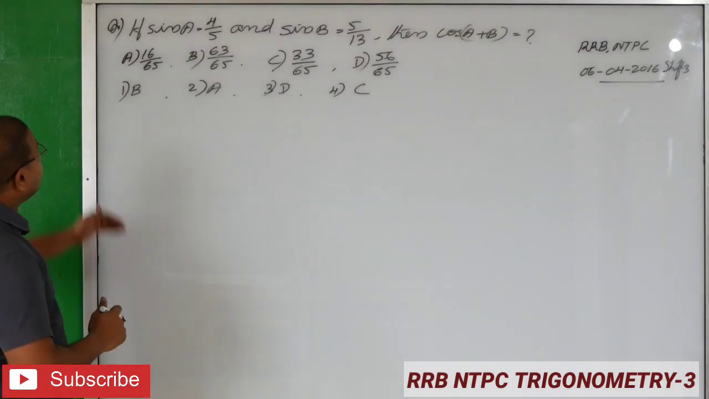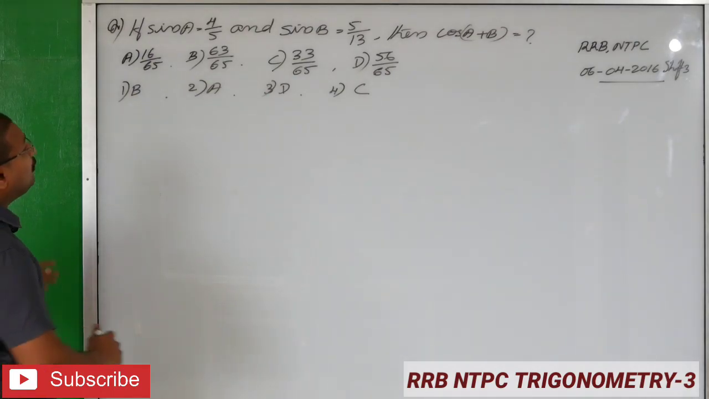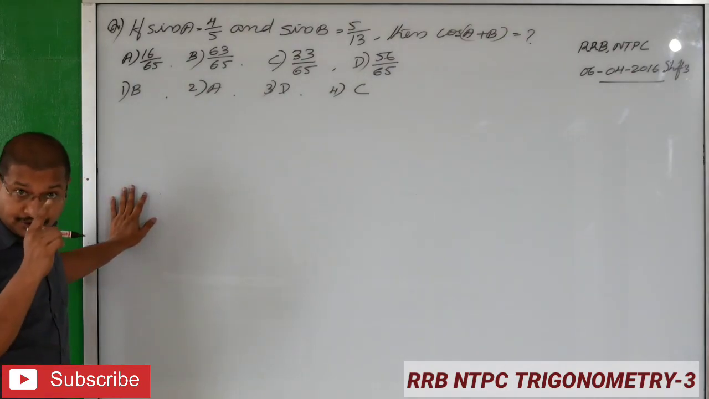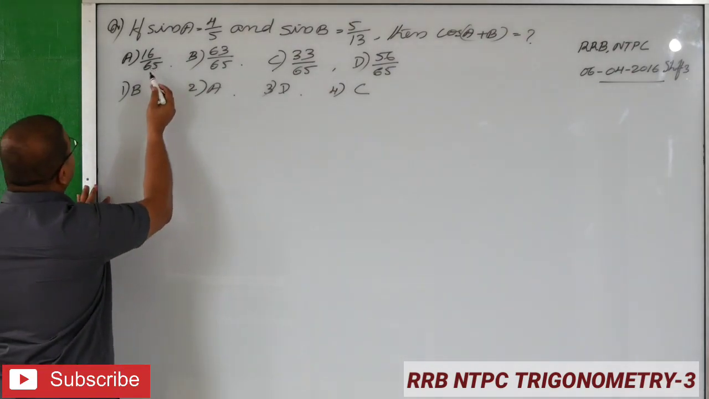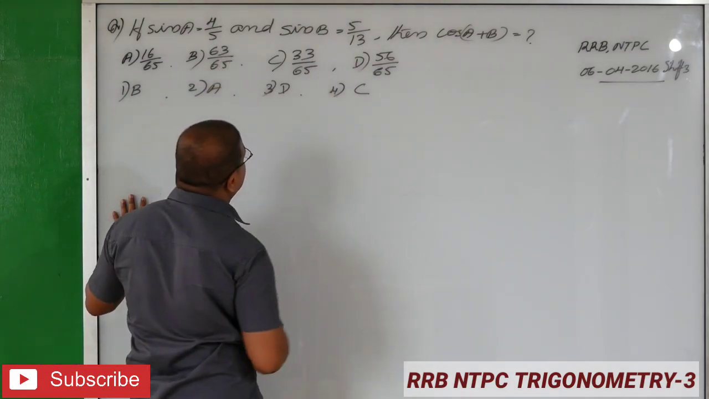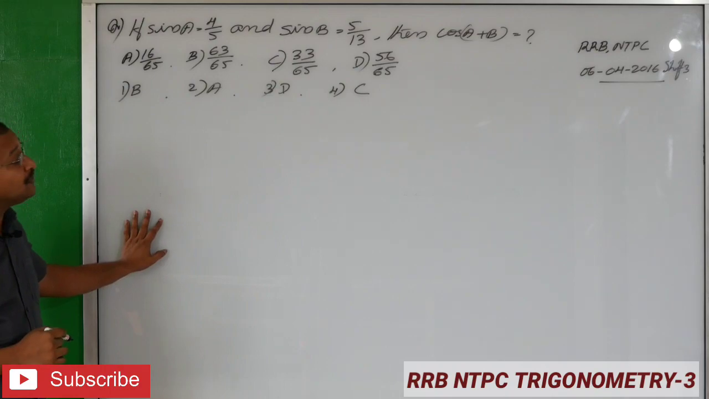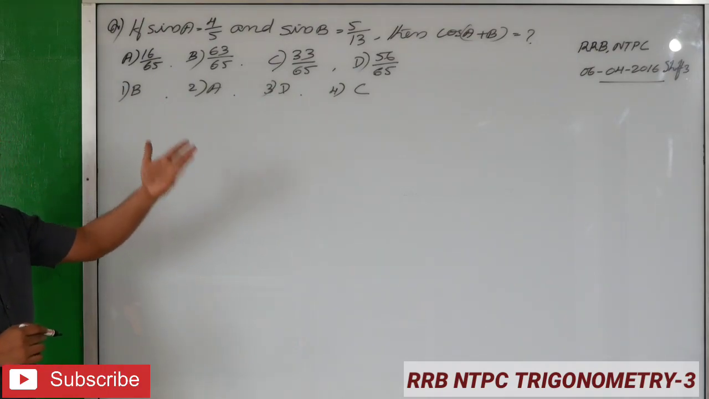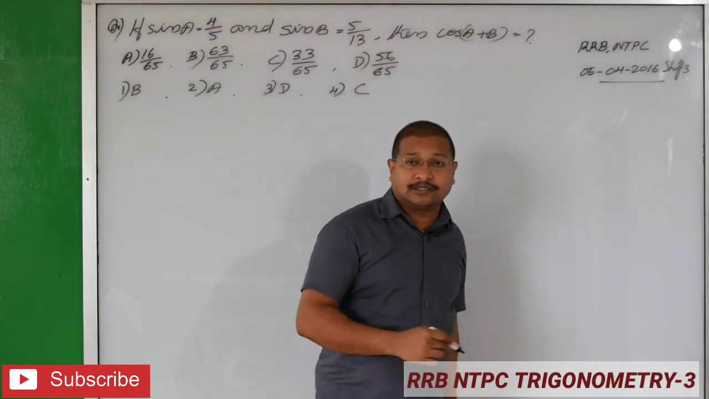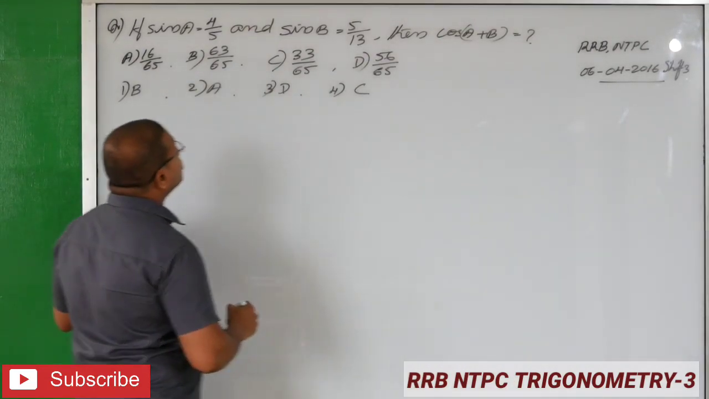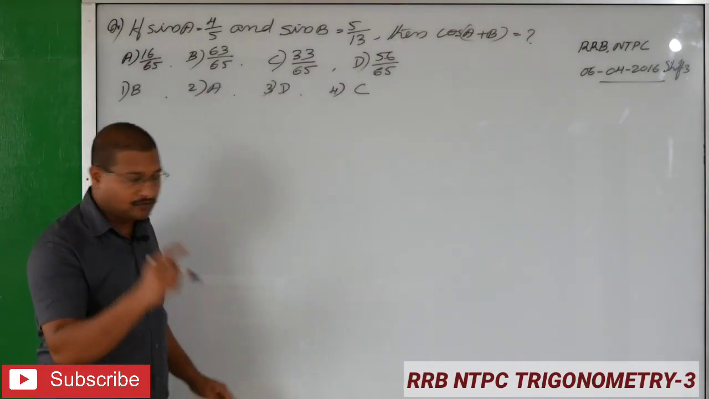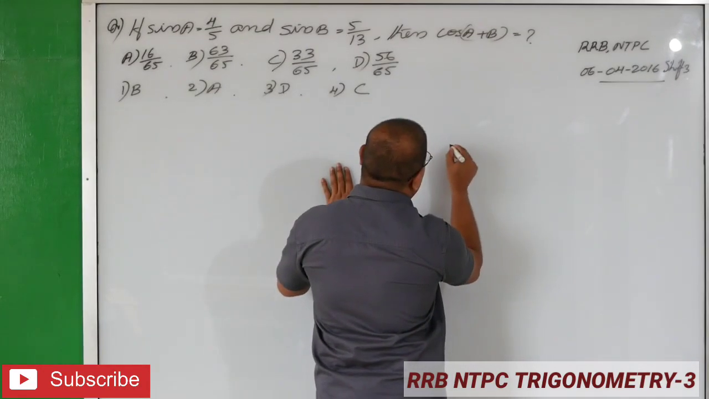Read the question once. If sin A equals 4 by 5 and sin B equals 5 by 13, then cos(A plus B) equals question mark. Answer: A 16 by 65, B 63 by 65, C 33 by 65, D 56 by 65. Of course, the options are given, and it came in RRB NTPC 6/4/2016 shift 3. In this question, we want to find out cos(A plus B). So let us see the equation for cos(A plus B).